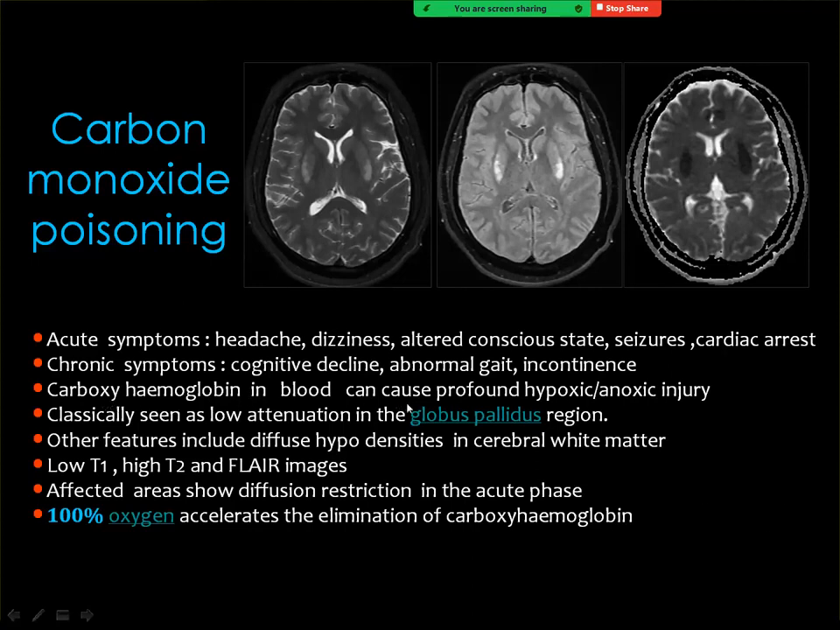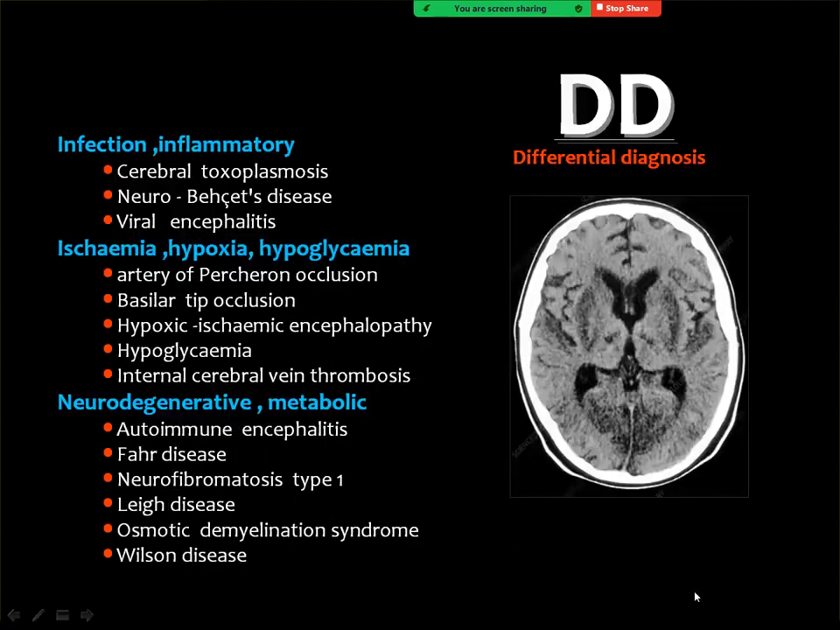Carboxyhemoglobin in the blood can cause ischemic anoxic injury, particularly in the globus pallidus. The lesions will show low signal in T1, high signal in T2 and FLAIR, and the lesions will show diffusion restriction if the condition is acute, and the treatment is 100% oxygen to eliminate the carboxyhemoglobin from the blood. Then what is the differential diagnosis of basal ganglia abnormality?